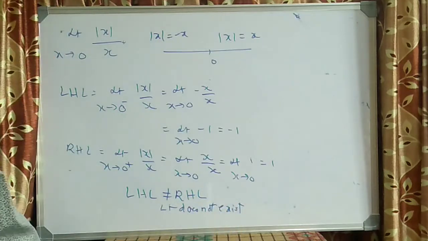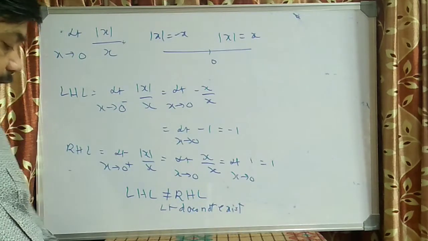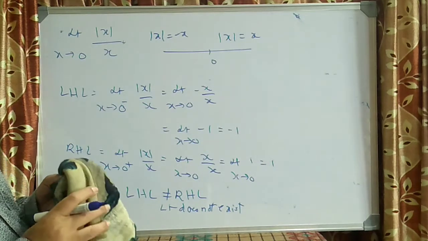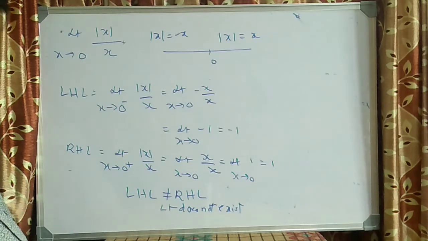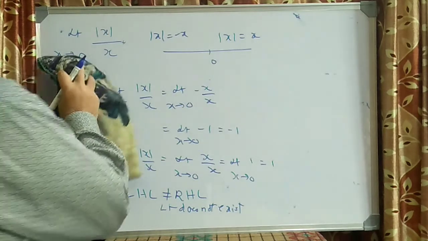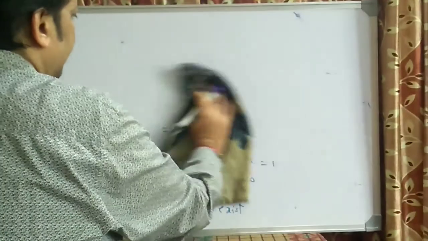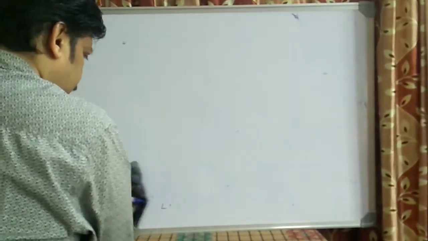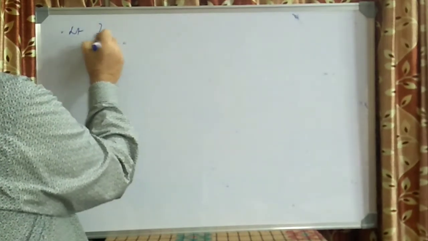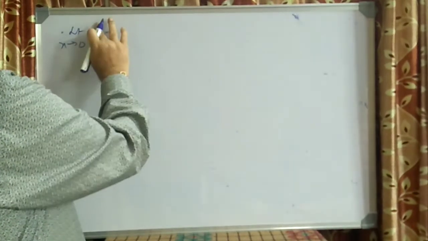Limit does not exist. Student is confused here. Why are we doing the LHL and RHL? Why are we not doing it in the previous problems? Because all of a sudden we are having the function defined in piecewise form. So let us extend this to 1 by x. Limit 1 by x as x tends to 0. See here please, limit 1 by x as x tends to 0.